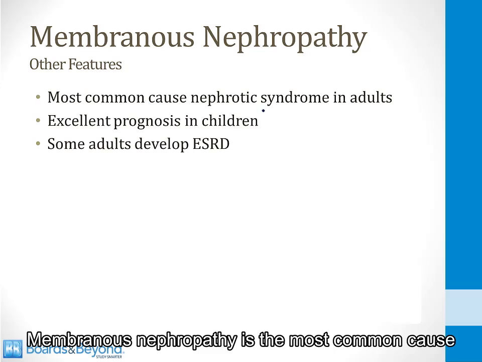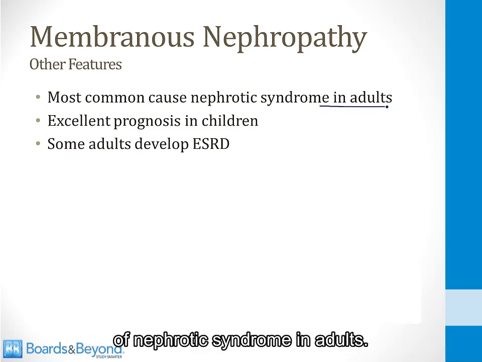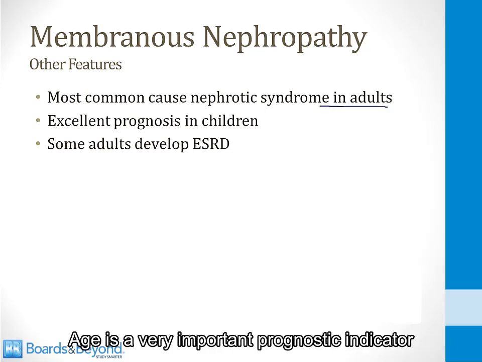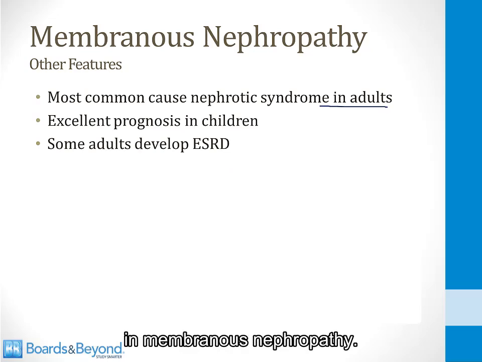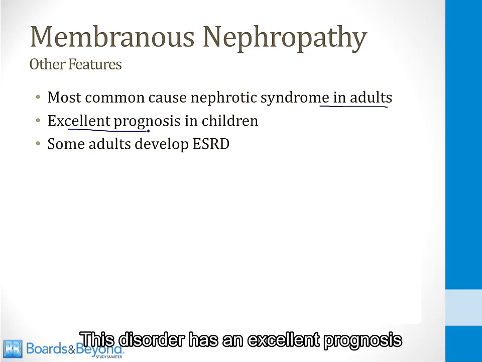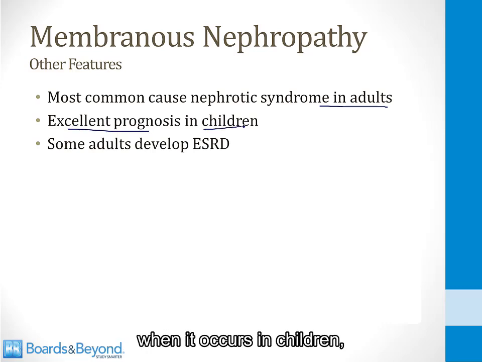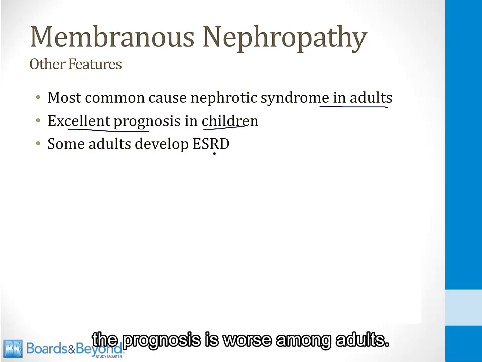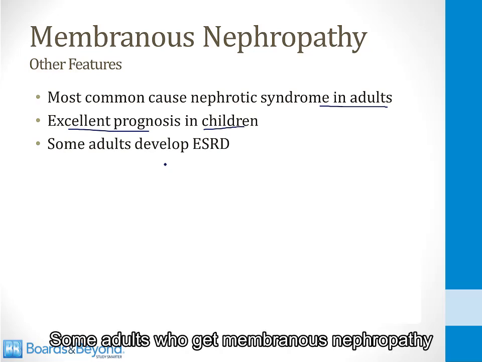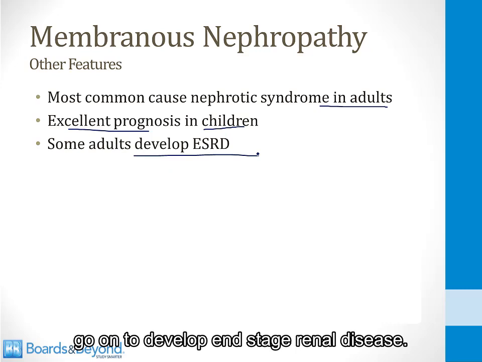Membranous nephropathy is the most common cause of nephrotic syndrome in adults. Age is a very important prognostic indicator in membranous nephropathy. This disorder has an excellent prognosis when it occurs in children. The prognosis is worse among adults. Some adults who get membranous nephropathy go on to develop end-stage renal disease.